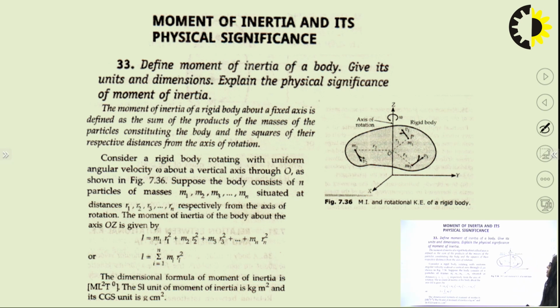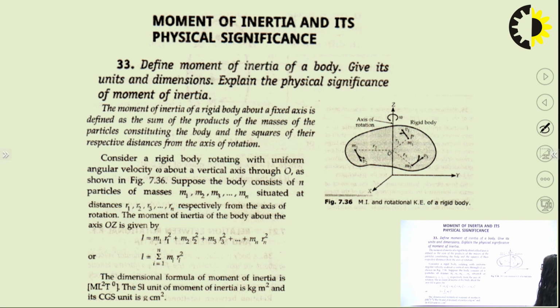Whenever I'm talking about a number of particles in a body, if m1 is a particular particle and the distance of m1 from the CG is r1, then the mass moment of inertia of that particle is m1 r1 square. For m2 it is m2 r2 square, for the third particle it is m3 r3 square. For the total body, I is the summation of m1 r1 square plus m2 r2 square plus m3 r3 square, up to mn rn square. The dimension of this mass moment of inertia is ML square.